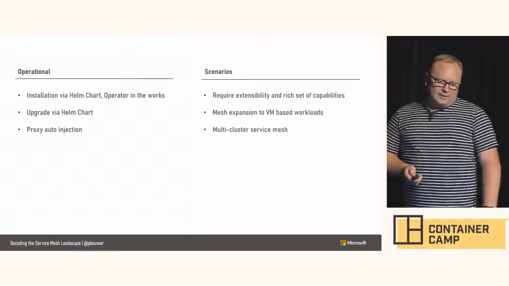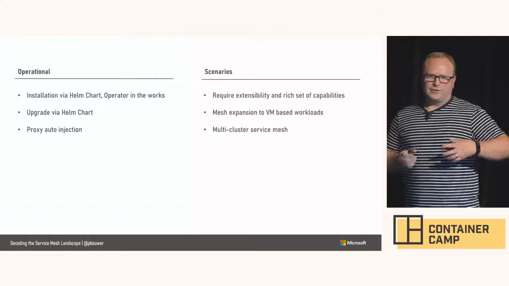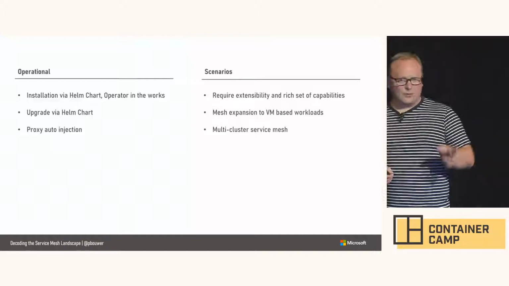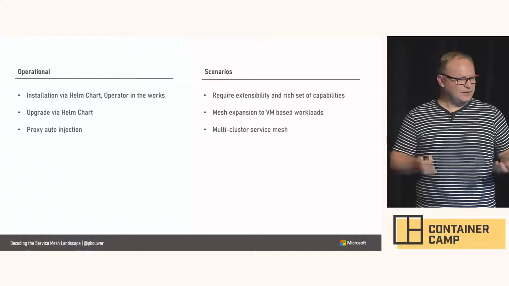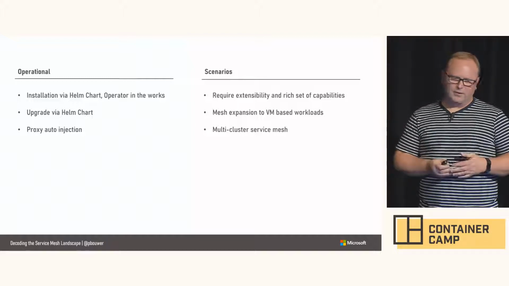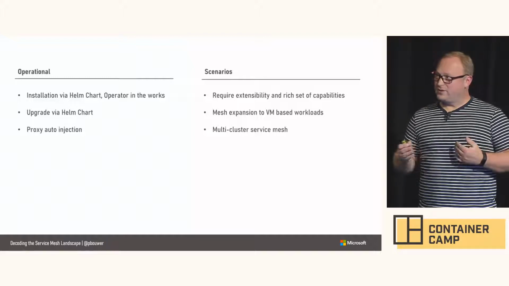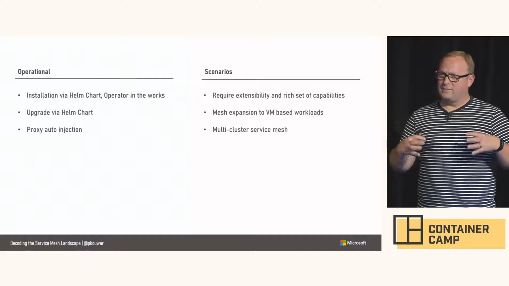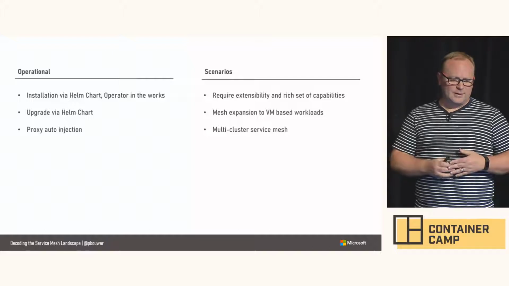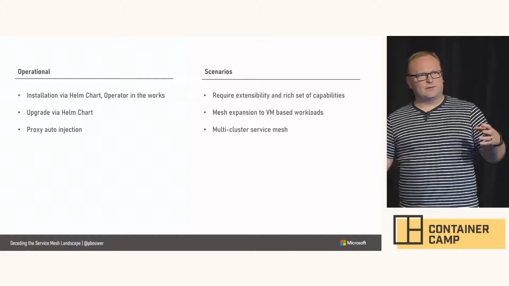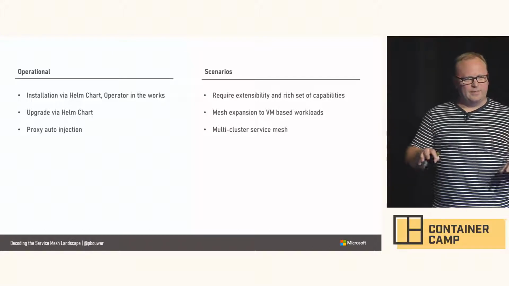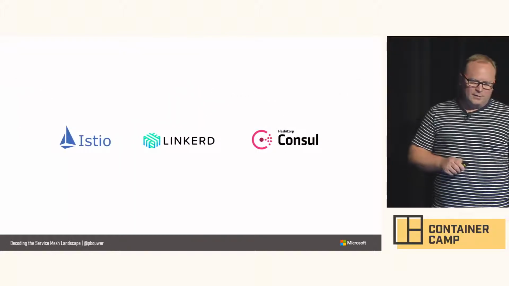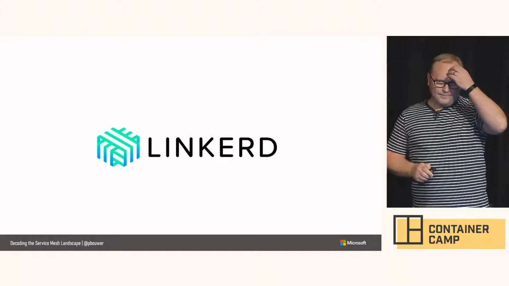so you don't have to do it with Helm by hand. And then in terms of scenarios, which are the sweet spot for Istio, if you require extensibility and a rich set of features, this is probably the mesh for you. Mesh expansion, if you have VM and Kubernetes workloads that you want to be in the same mesh, it's also a good option. And if you have multiple clusters and you want a mesh to span them, this is also a good option to look at. So next, we're going to look at Linkerd.